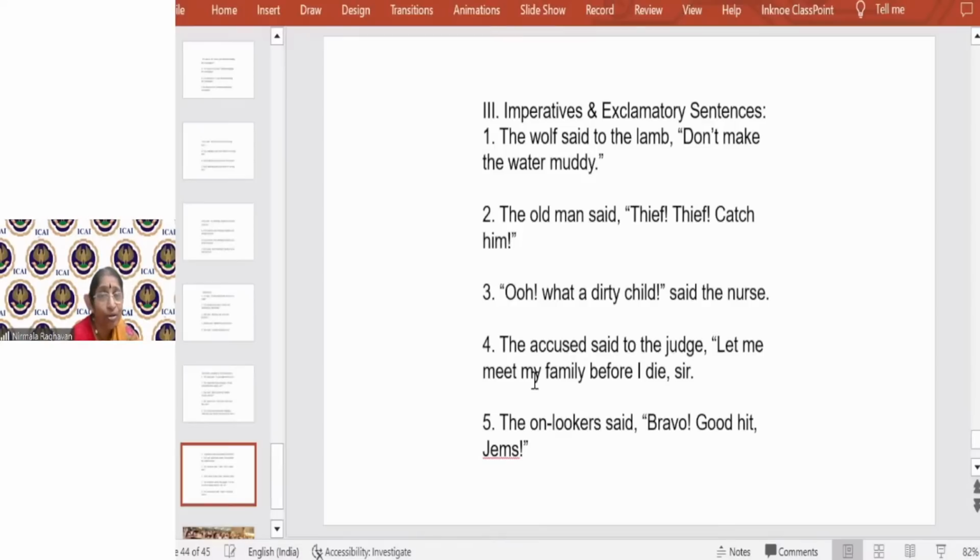Okay. The onlookers said, bravo, good hit, gents. The onlookers exclaimed or cheered gents that it was a good hit. Exclaimed or cheered gents that it was a good hit. Screamed, yeah, screamed is also right. Urged the judge to let it, yeah, urged, pleaded, requested. Yes, they are right. That's for Saurabh. Bhumika, yeah, I answered. Quick.